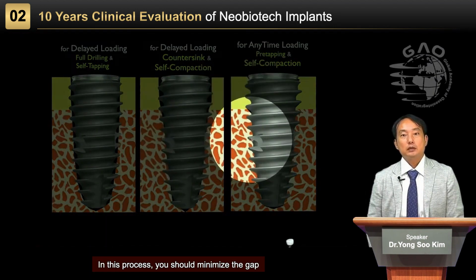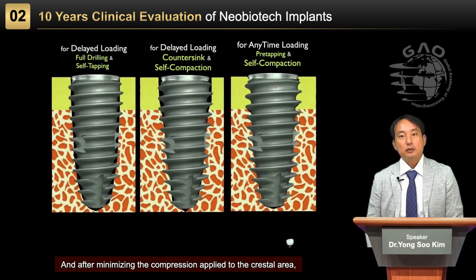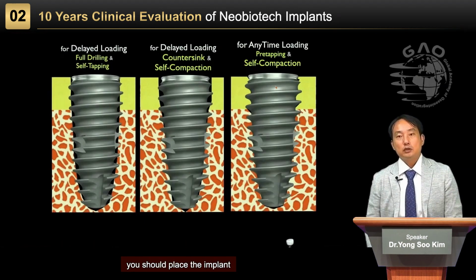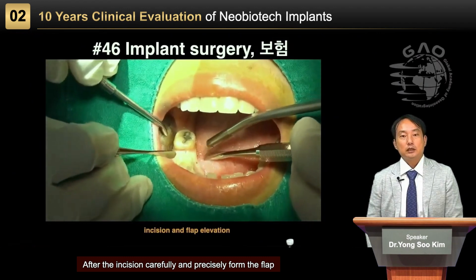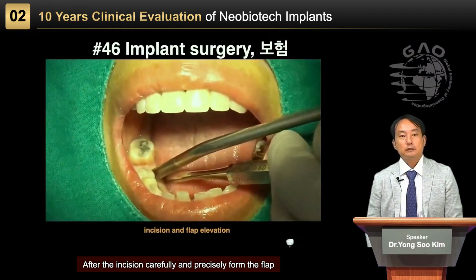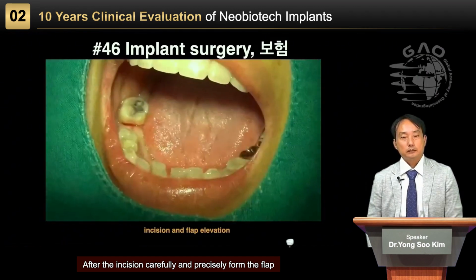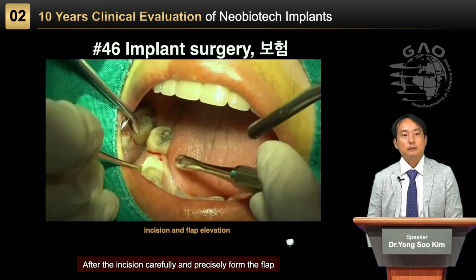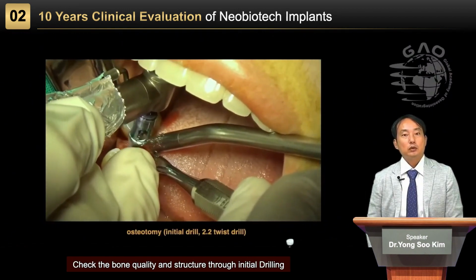In this process, you should minimize the gap between the implant and the bone, and after minimizing the compression applied to the crestal area, you should place the implant. Next is the process of placing the implant for tooth number 46. After the incision, carefully and precisely form the flap. Check the bone quality and structure through initial drilling.